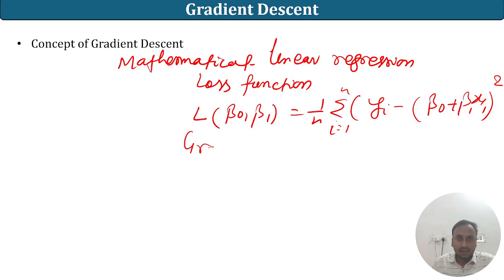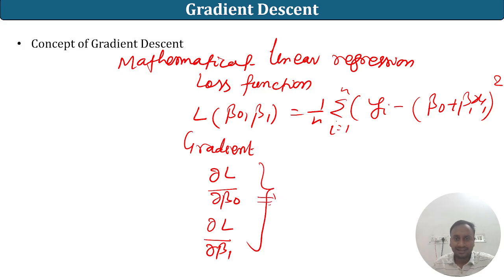So the gradient will become delta L upon delta beta naught and delta L upon delta beta 1. So this becomes the gradient. Is it clear? Yes, sir.